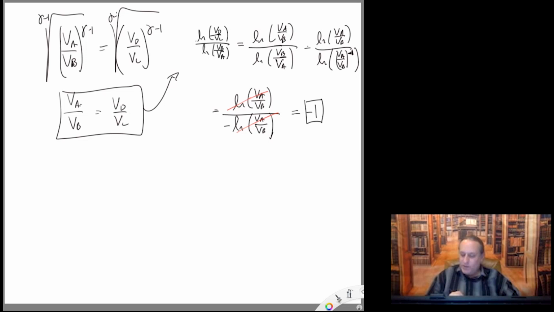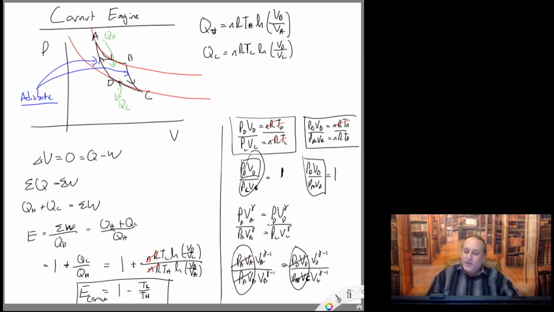Okay, so let me recap that. I should have started with the adiabatic curves, that's why I got thrown off. With the adiabatic curves, what we really want to show is that the ratio of the volumes are related, but these pressures kind of throw us off. But the ideal gas law from the isothermal legs allows us to eliminate the pressures.